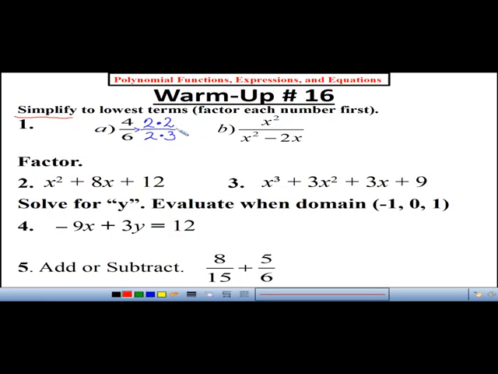Okay, so now that we have that, now we can simplify. Does everybody see the giant 1? What is 2 over 2? 1. And what does that leave us with? 2/3.